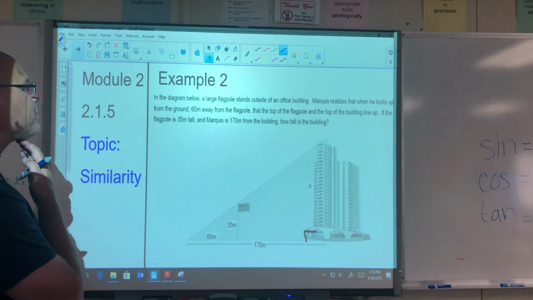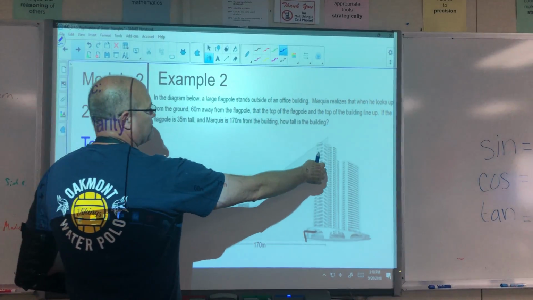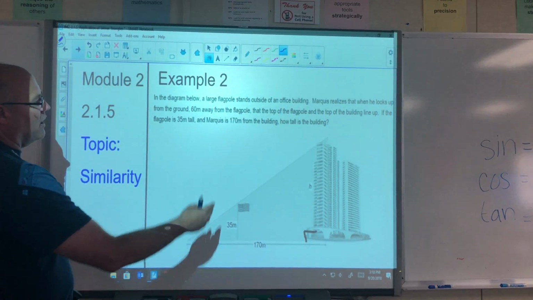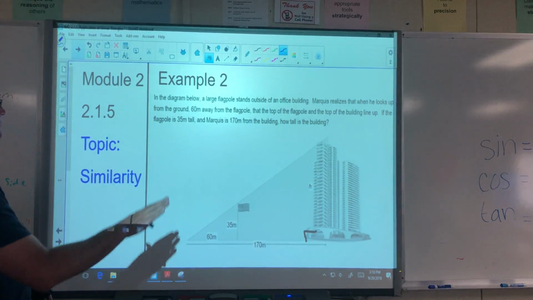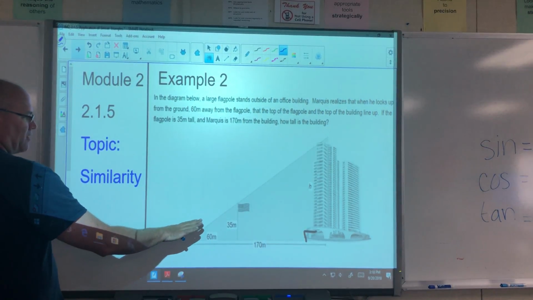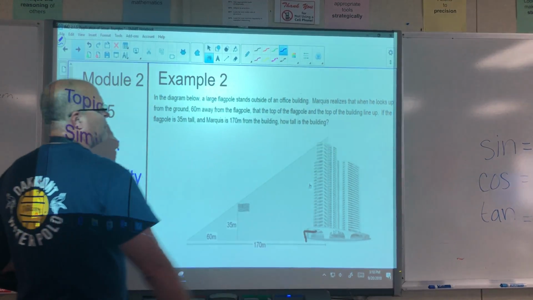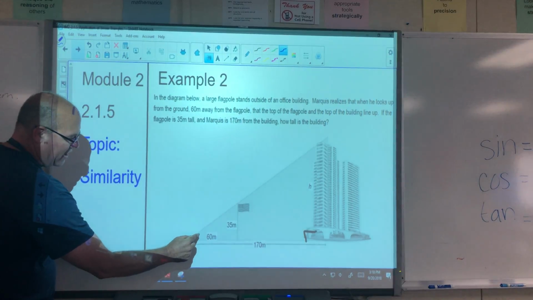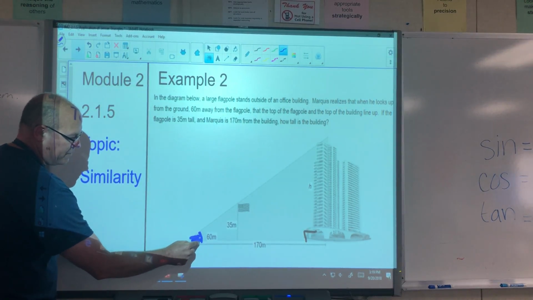Here's our example. We have a large flagpole here, and we have an office building. And we have, was it Marquez? Marquez realized he's looking up from the ground, and as he looks up, he can see the top of the flagpole, and he can see the very top of the building at the same time. So this angle here, as he looks up, is the same for both triangles.